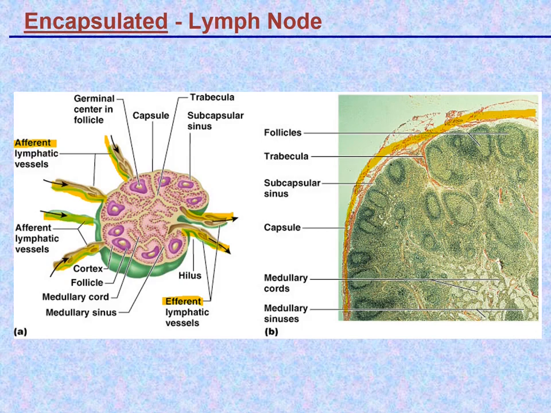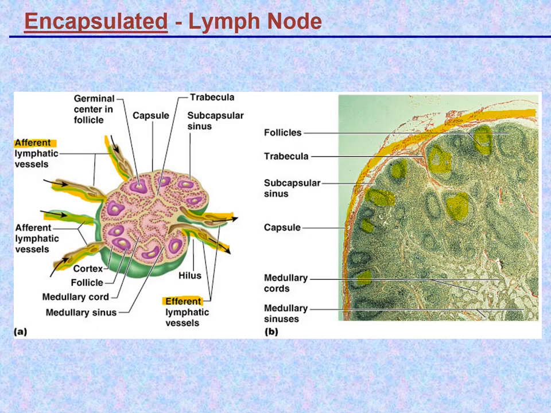The lymph node itself has these accumulations of lymphoid tissue. These are called follicles. Here, each of these round circular areas are called follicles. These are particularly rich in B cells. Each of these is a follicle.